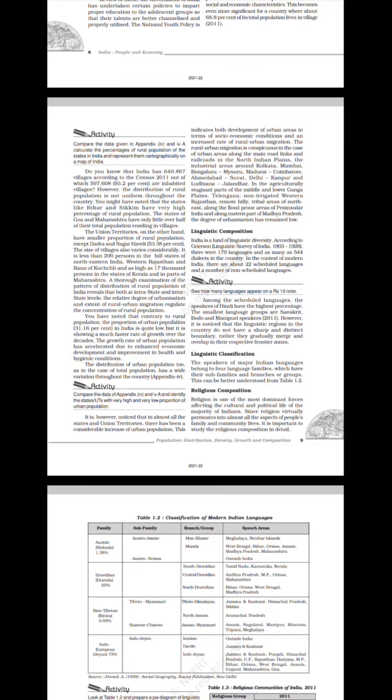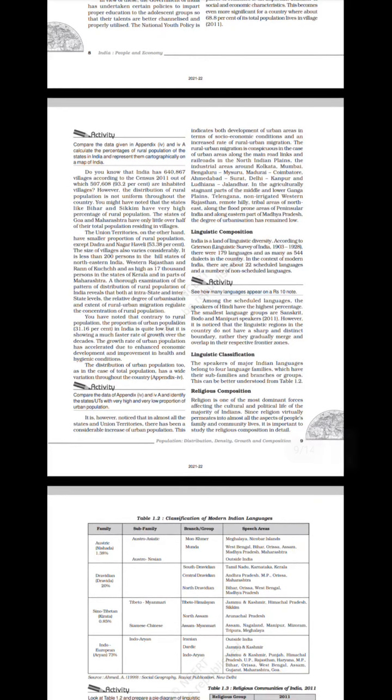In the agriculturally stagnant parts of the middle and lower Ganga plains, Telangana, non-irrigated western Rajasthan, remote hilly tribal areas of the northeast, along the flood-prone areas of peninsular India and along the eastern part of Madhya Pradesh, the degree of urbanization has remained low. Linguistic composition.